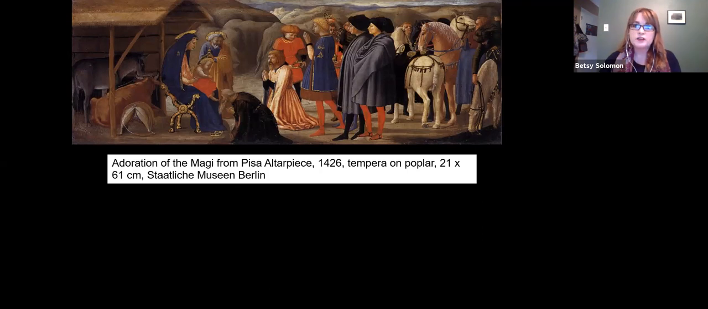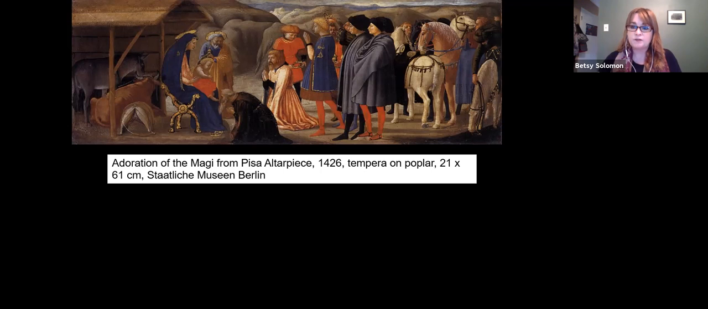These two figures here are two members of the family who donated money for the creation of this altarpiece. Now, this happens very often in Renaissance art, and we're going to see at least one more example of it today, if not more than that. The donors for the works oftentimes are given portraits within the painting, and that's a way of recognizing the patrons of the work of art.